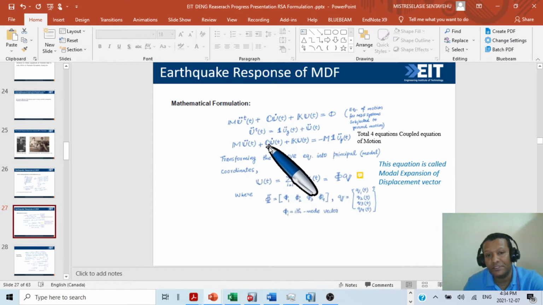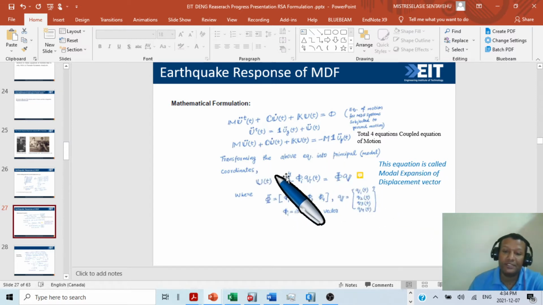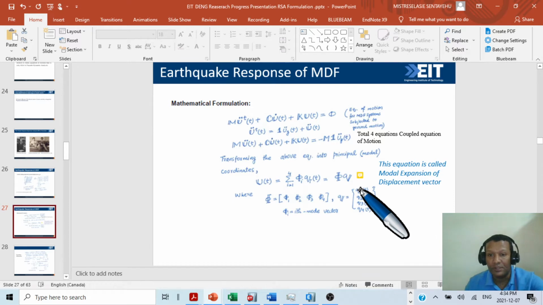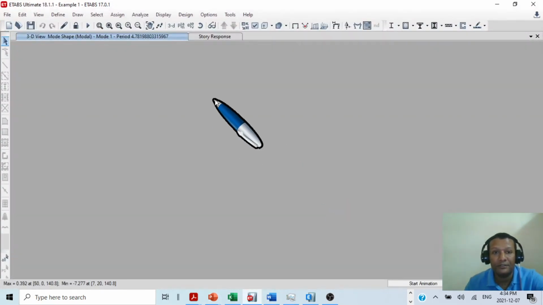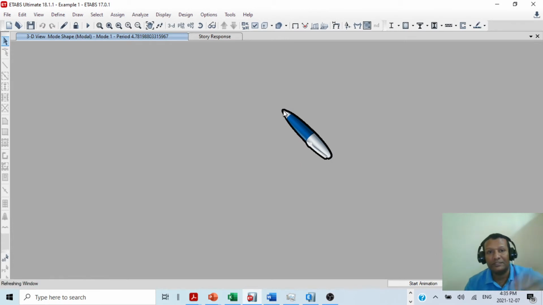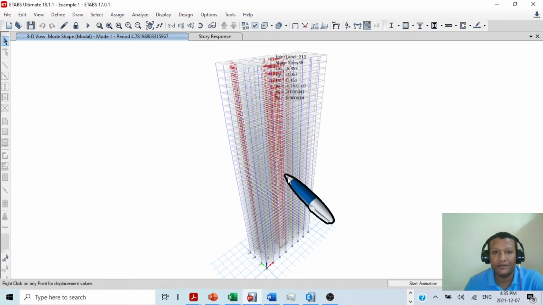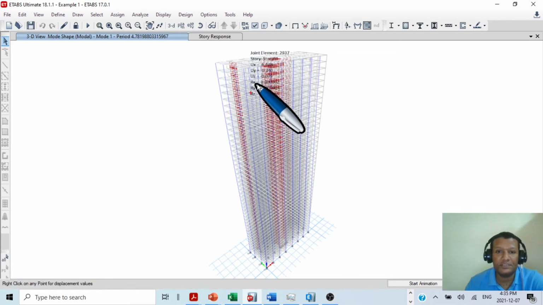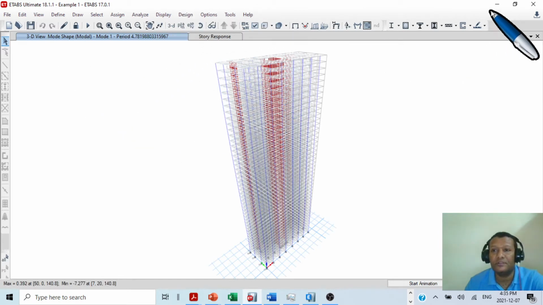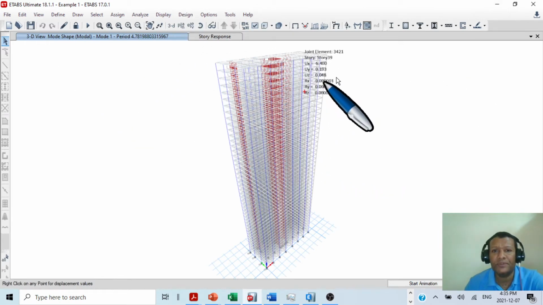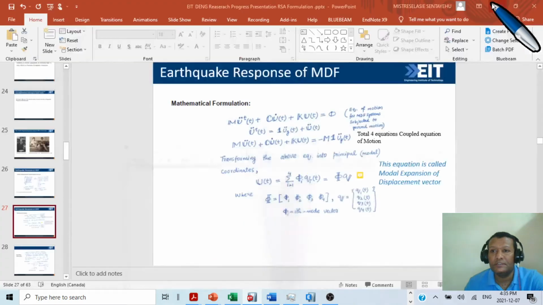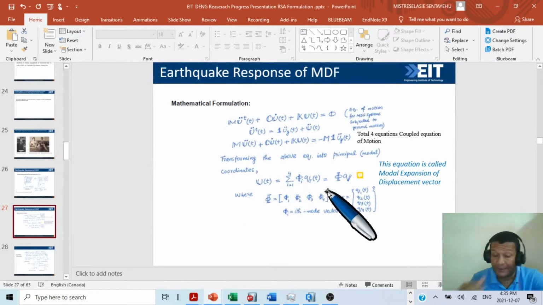For this u vector, we have to use this equation to transform from here to here, but this will be very clear. At the end of the day, we will do one practical solution. What I am saying, we will discuss here, because this is also one of the works of Professor Fawad Najm, and I will show you how this will apply.